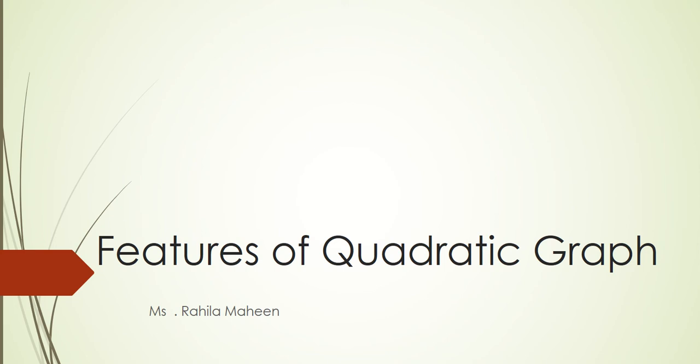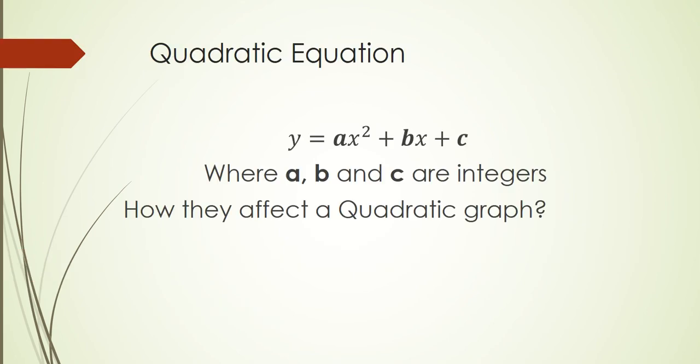A student requested me to discuss the quadratic graph. Today we will start with the interpretation of quadratic graph. The equation of quadratic graph is y is equal to ax square plus bx plus c, and you can see that a, b and c are integers. They are numeric values and each has its own importance on a quadratic graph.